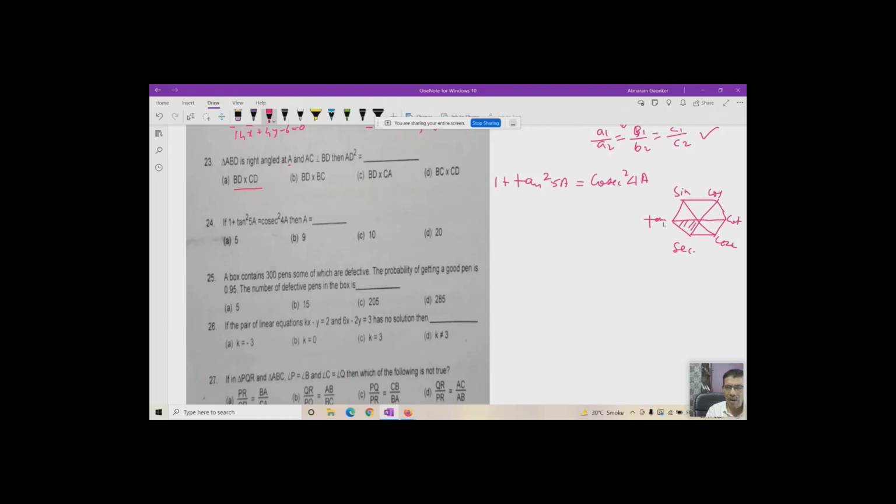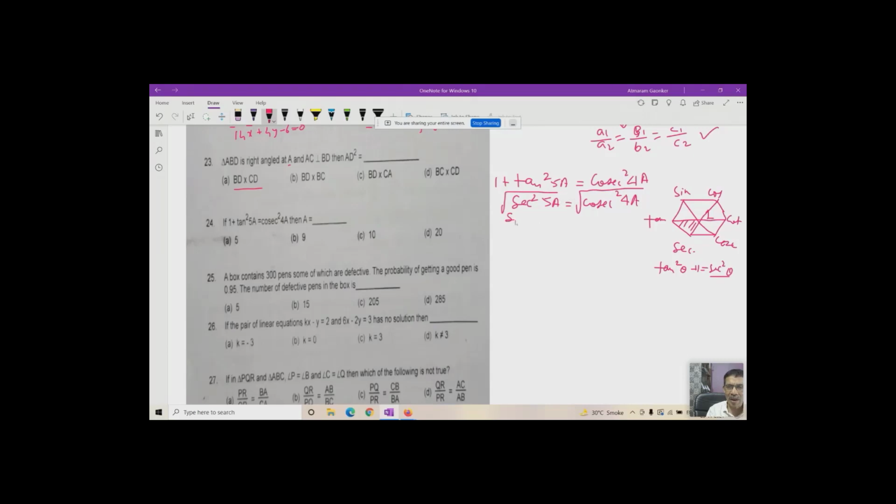It is this one. So this is tan square theta plus 1 is equal to sec square theta. So 1 plus tan square 5a I can write as sec square 5a, and this is equal to cosec square 4a. So I will remove square on both sides. How to remove square? Just put square root on both sides and remove square root and square.